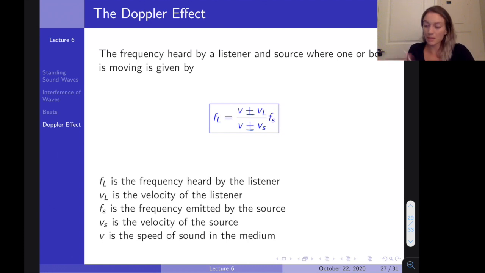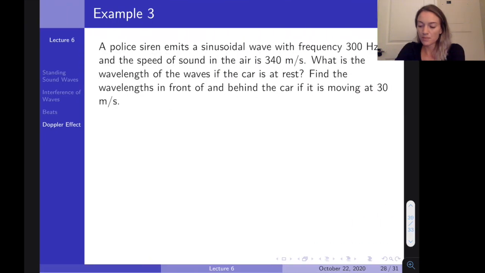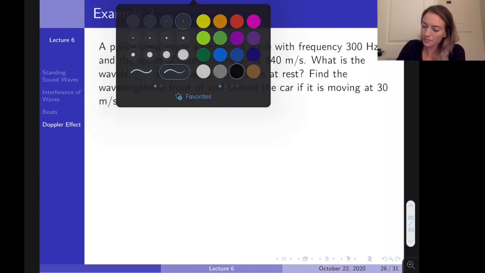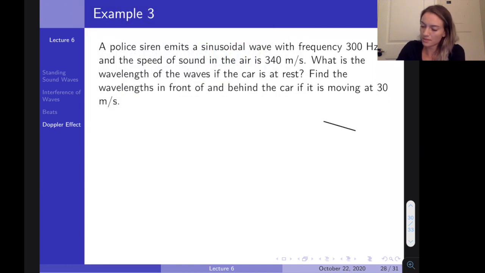Okay, so let's do some examples to see how this works. Here we have a police siren that emits a sinusoidal wave with frequency 300 hertz, and the speed of sound in air is 340 meters per second. What is the wavelength of the waves if the car is at rest? So let's do that first. So that's easy. We have our little car here, and it's at rest.